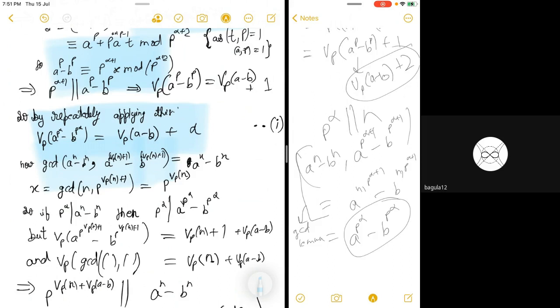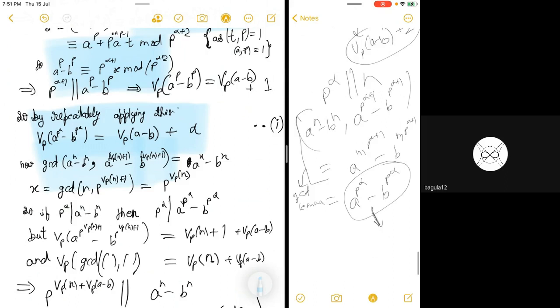And because the power of prime dividing this is exactly equal to alpha, but the power of prime dividing this is equal to alpha plus 1, that means that the power of prime dividing a to the n minus 1 should also be equal to alpha, because clearly p to the alpha does divide that, because the GCD of this and this is this. And also if p to the alpha plus 1 did divide that, then the GCD would have power of the prime at least p to the alpha plus 1, which is not true.